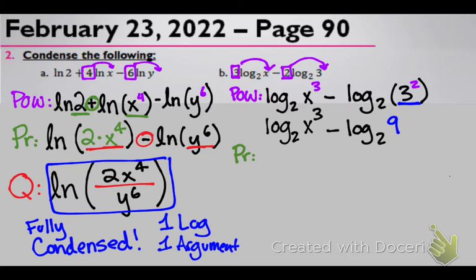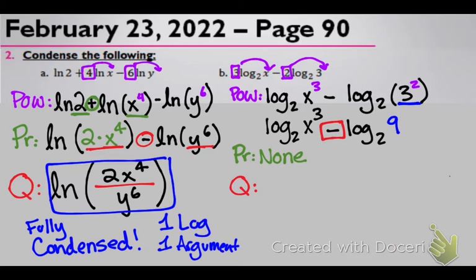What am I looking for to tell me if I need product rule? What symbol? What sign? Addition. Do I see addition? No, but I do see subtraction. So there's no product rule here. But we still have to check for our quotient rule.